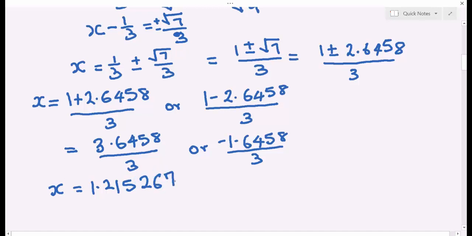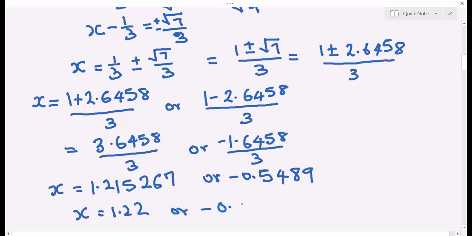1.215267, or minus 0.5489. So correct to two significant figures, our x is equal to 1.22 or minus 0.55.